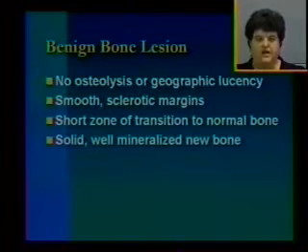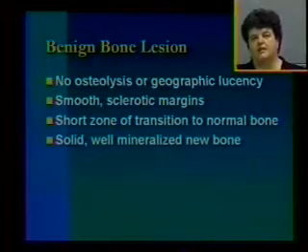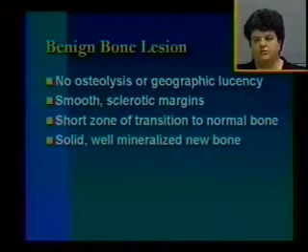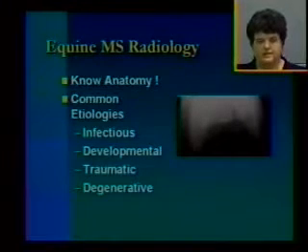Benign bone lesions, on the other hand, typically have either no osteolysis or they have large lucencies that have nice, smooth, sclerotic margins. They, unlike aggressive bone lesions, have short zones of transition to normal bone, and the new bone that's formed is going to be solid. It's going to be very well mineralized, and it's going to look very quiescent in appearance. So we're going to go on. This is actually a benign bone lesion.